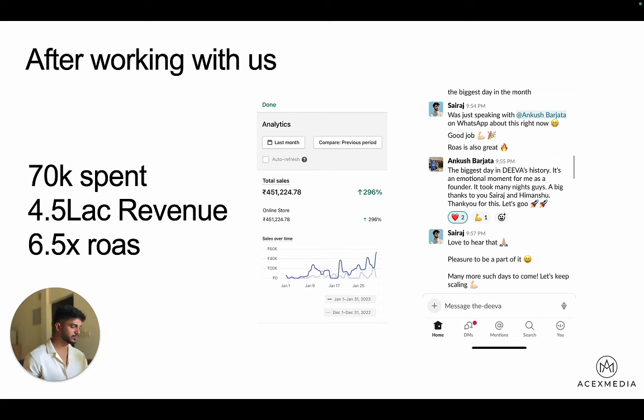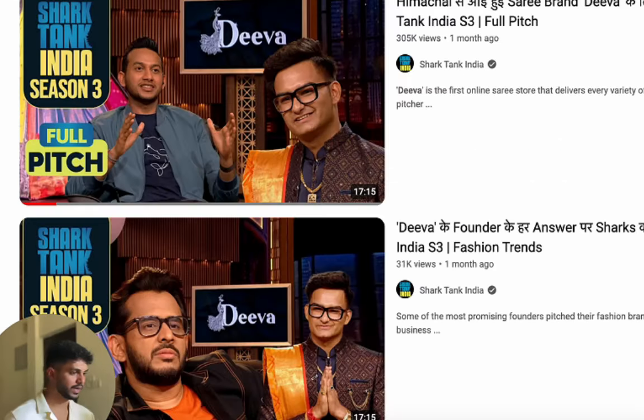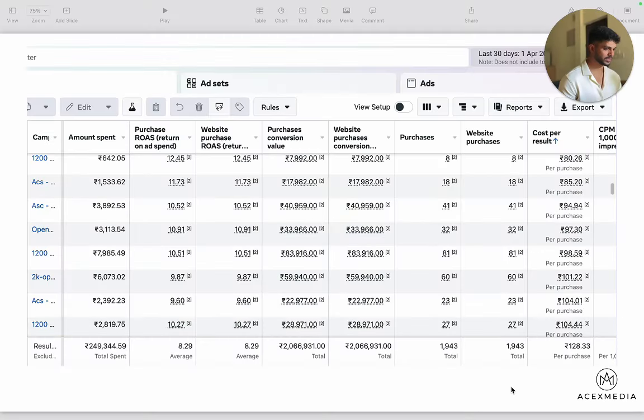And this is what the client had to say about that. And further, he even ended up going on to Shark Tank. And here's another client that was running the ads himself, and we came on board, and within the first month we generated close to an 8.29 ROAS with 2,50,000 rupees in ad spend and 20 lakh made back at a 128 rupee cost per purchase and close to 2,000 sales.